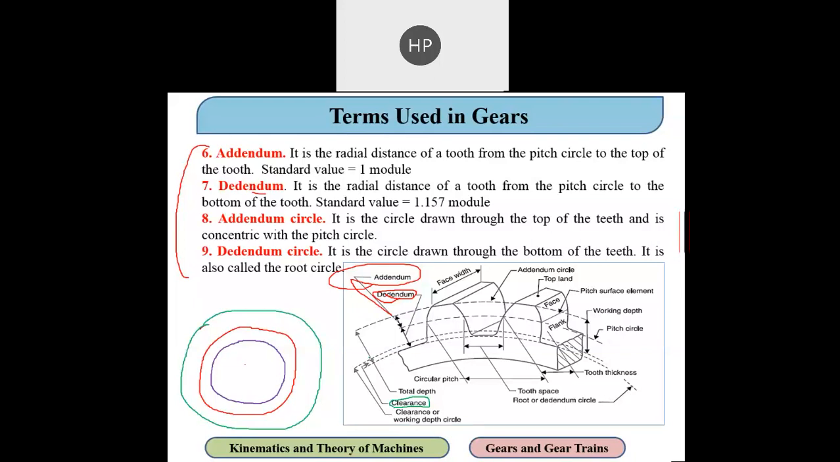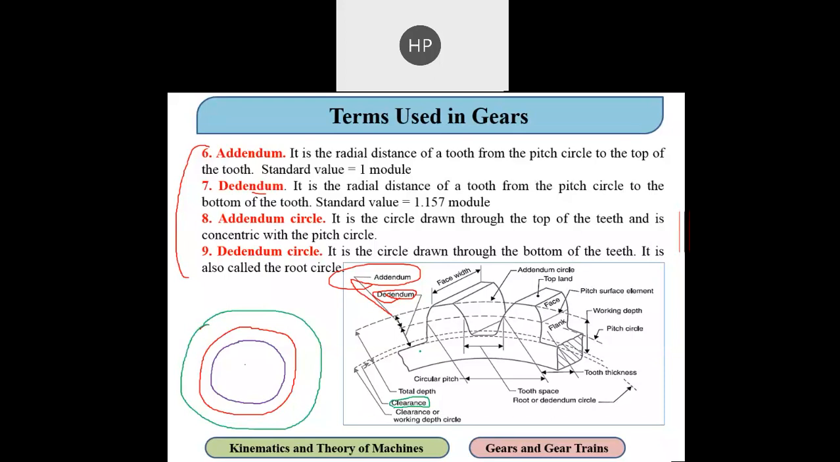So why does this gap occur? Because we have to give certain clearance between the two teeth of two mating gears. Otherwise, the tooth will jam. If the clearance is not given, suppose these are the teeth, and this is the tooth of a second gear, when it rotates, it may jam. So your gear will not rotate. So to avoid that, we have to give certain clearance.